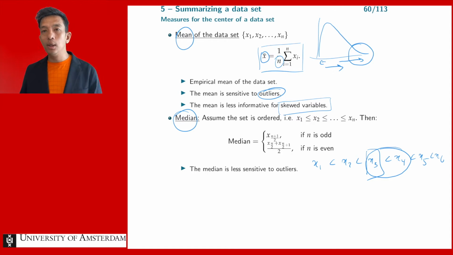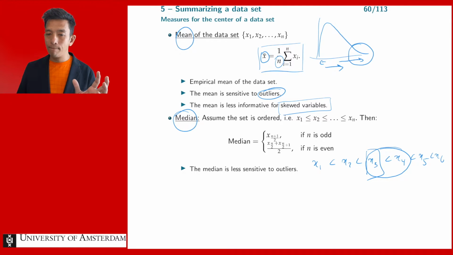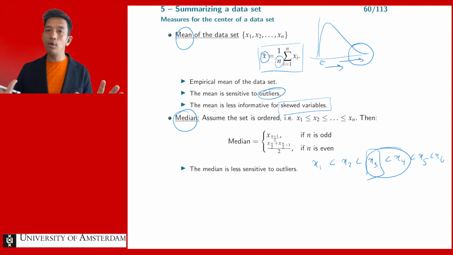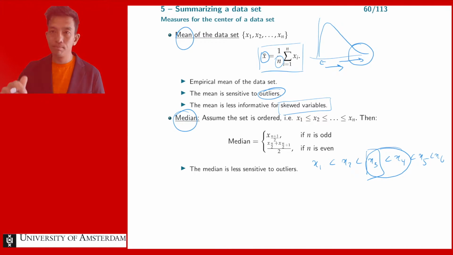If your mean and your median are very similar, close to each other, then you have, in most cases, a symmetric data set. If your mean and your median deviate from each other, that's a sign for having skewed, non-symmetric data. And then you have to be careful on what you use as a measure for the center of your data.